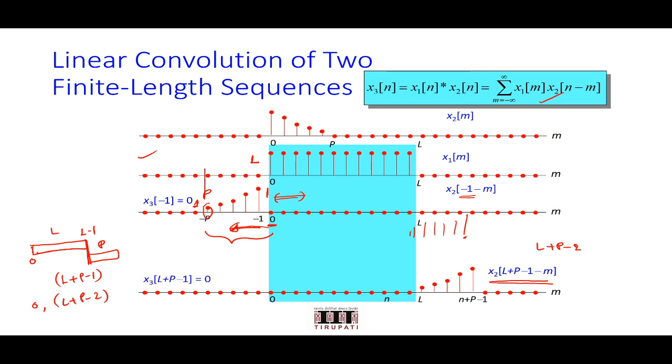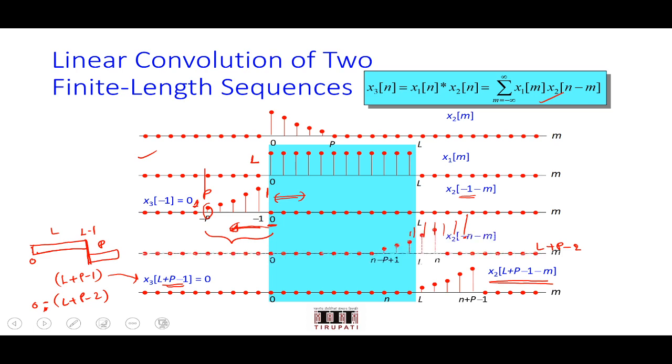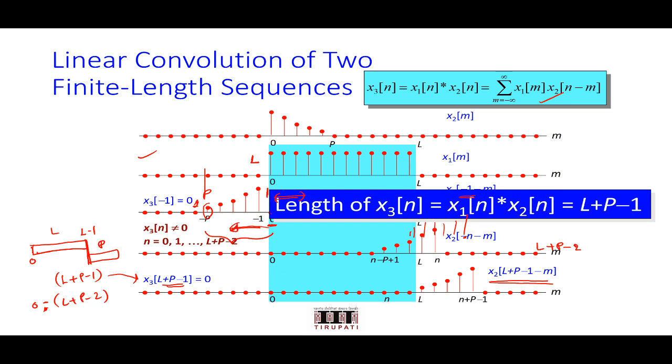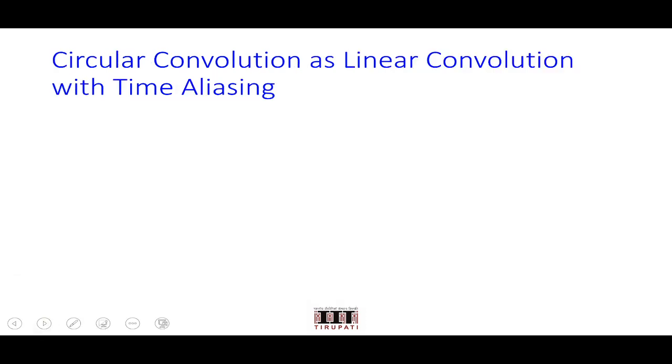So I hope this slide makes the visualization clear for you, that you have 0 values from n equal to -1 and anything further, and on the right hand side, n equal to L plus P minus 1 and any n value above this would also be 0. So you could have a maximum length of 0 to L plus P minus 2, that means L plus P minus 1. Okay, that's to justify that the maximum length is L plus P minus 1. The whole analysis is based on that. So I hope that point is clear.